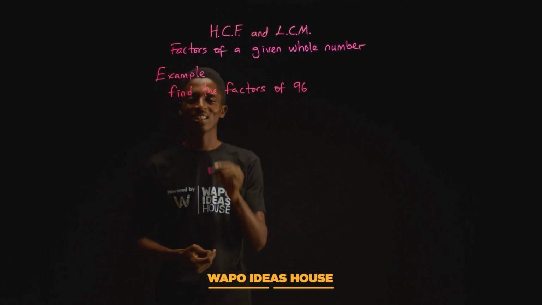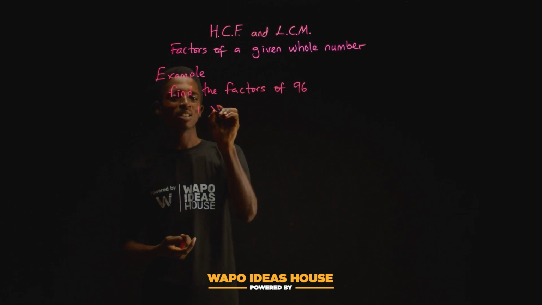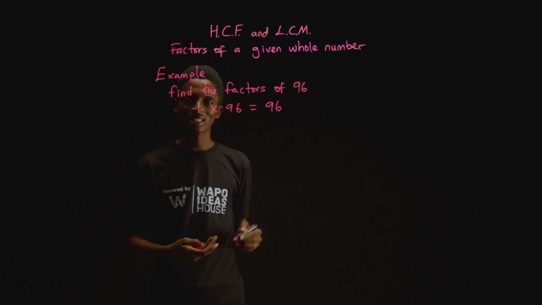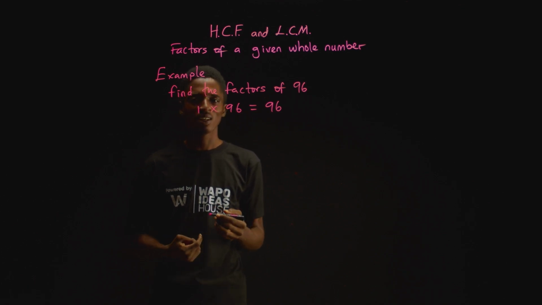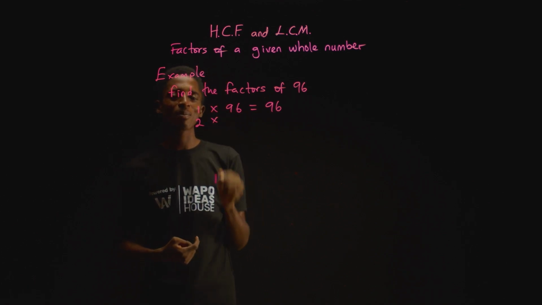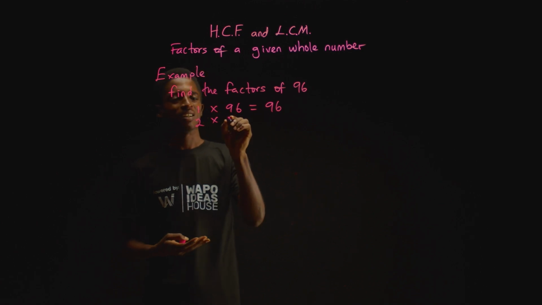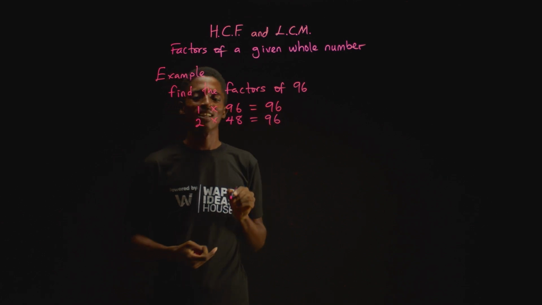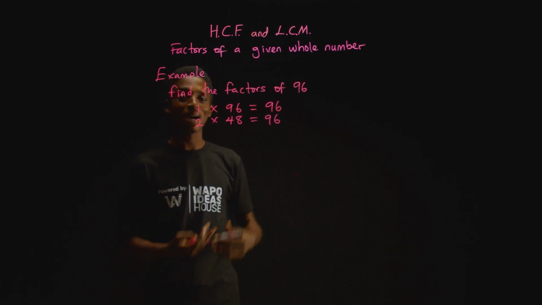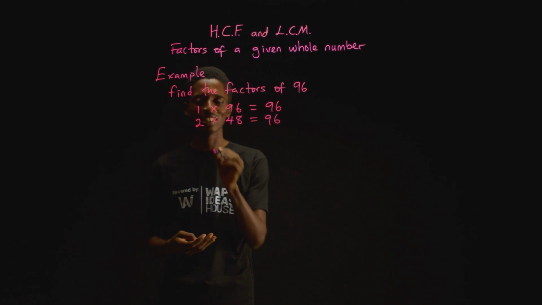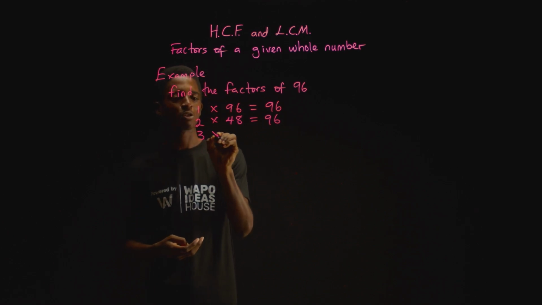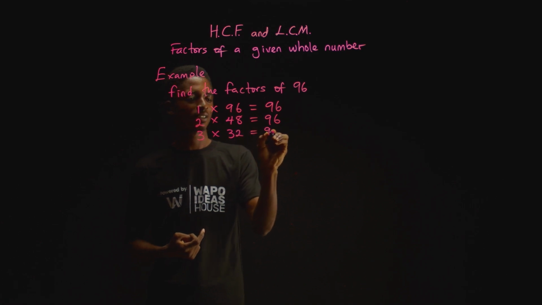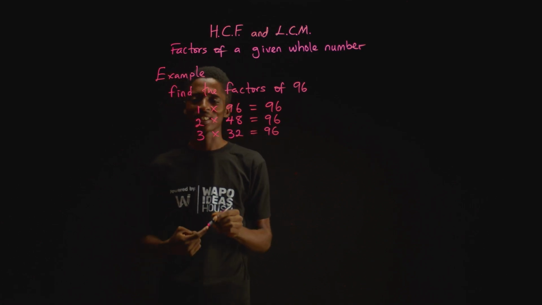What are those numbers? You did 1 multiplied by 96 would give you 96. Did you try 2? Yes. 2 multiplied by what will give us 96? 48. Another number that can multiply by another to give you 96 is 3. And that will be 3 multiplied by 32. That will give us 96.